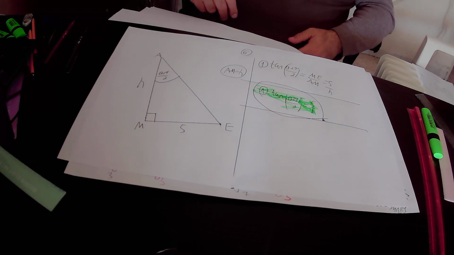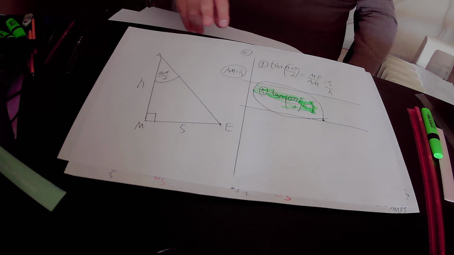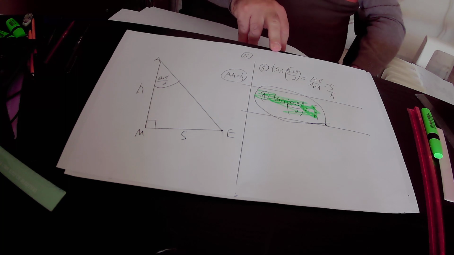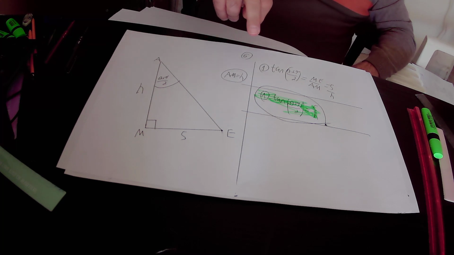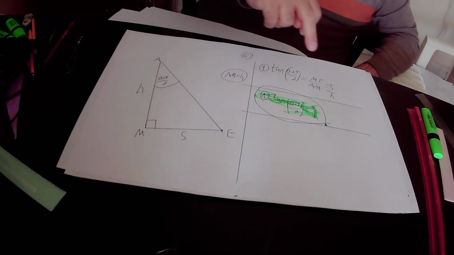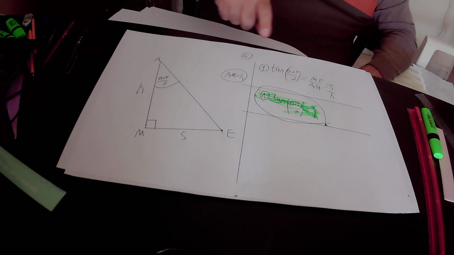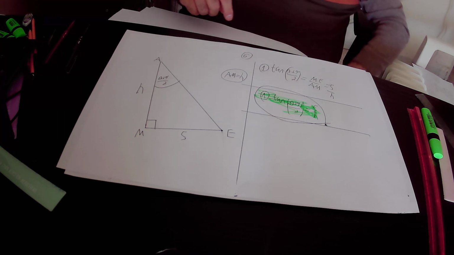So here, in the right triangle, triangle MAE, tan of theta plus alpha over 2 will be equal to ME over AM. ME equals 5 units, AM equals H. So in conclusion, we found out that according to equation number 1, tan of theta plus alpha over 2 equals 5 over H.